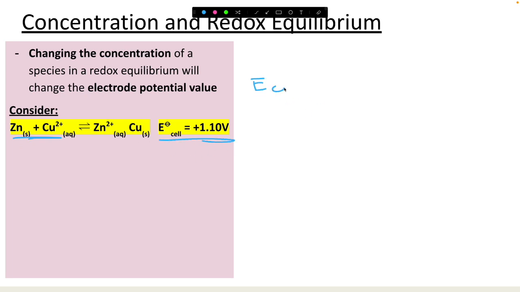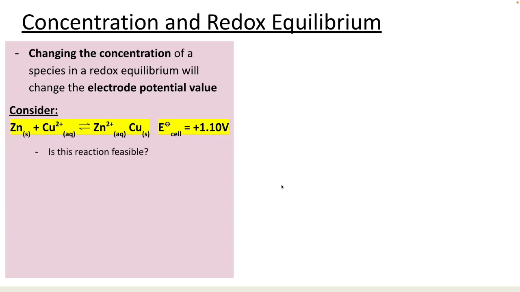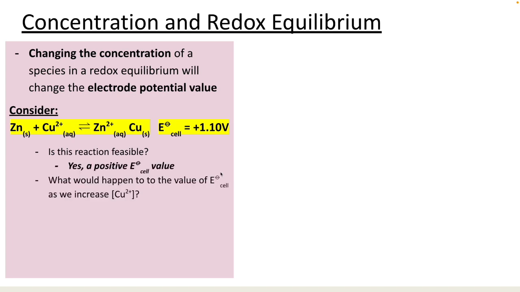Recall that we get the cell potential by getting the reduction potential and adding the oxidation potential, where we have to flip the sign of the one that is being oxidized. All that we covered in the previous video, so that's there if you need a recap. Is this reaction feasible? First of all, have a think. What's our sign on our cell potential? It's a positive value. Very much yes, that is a feasible reaction.